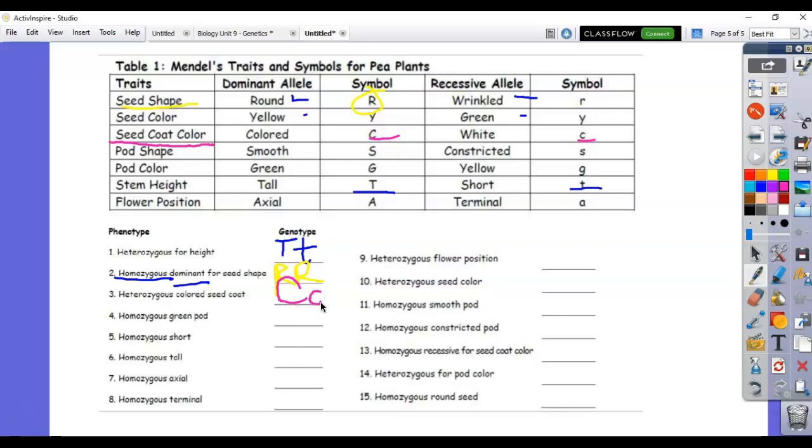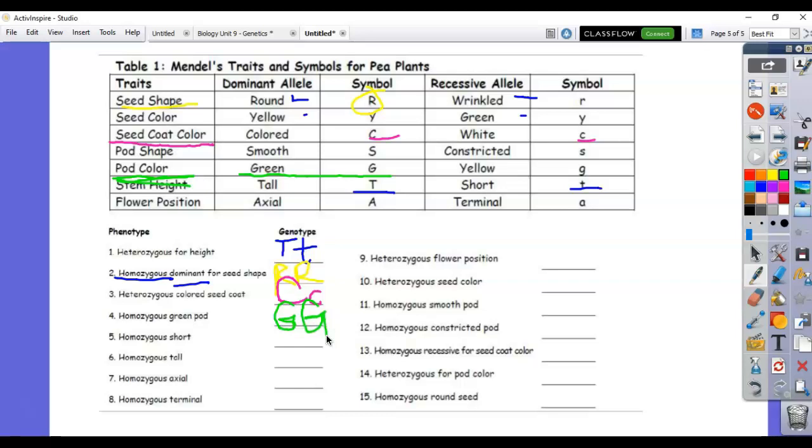Homozygous green pod. Homozygous, two of the same or two different? Two of the same, right? And it tells you it's homozygous and it tells you green. So if it's two of the same letters and it has to be green, what's it going to be? Big G, big G. Good.